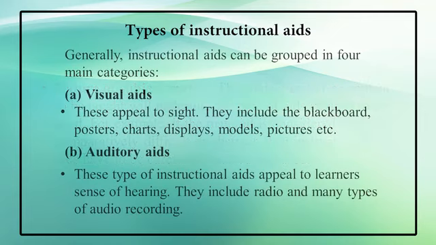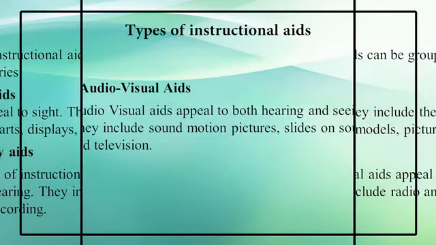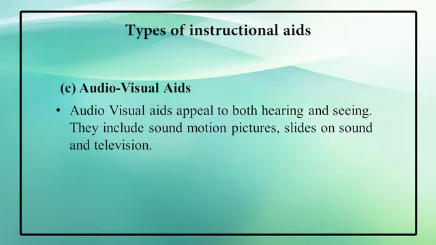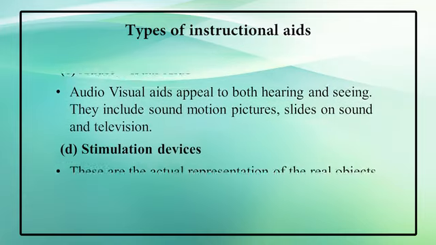Generally, instructional aids can be grouped into 4 main categories. Visual aids. These appeal to sight. They include the blackboard, posters, charts, display, models, pictures, etc. Auditory aids. These types of instructional aids appeal to learners' sense of hearing. They include radio and many other types of audio recordings. Audiovisual aids. Audiovisual aids appeal to both hearing and seeing. They include some motion pictures, slides with sounds and television.